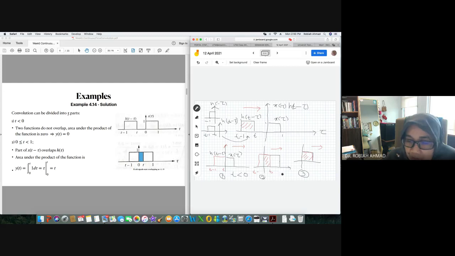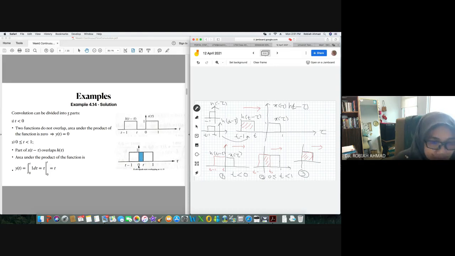And then the second case is that we start to see overlapping, especially between the value of 0 to 1. Sebab kita tahu sini dia punya the width of that signal is 1. So dia akan start overlapping sikit sehingga T equal to 1. Okay, so this is shown here in the notes.